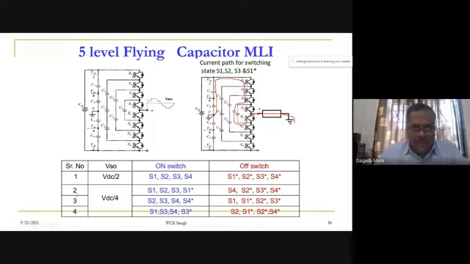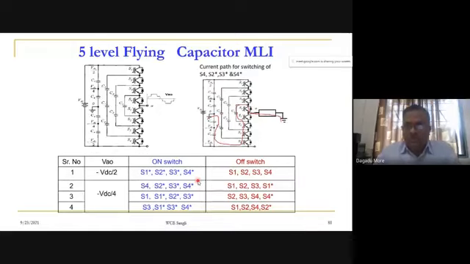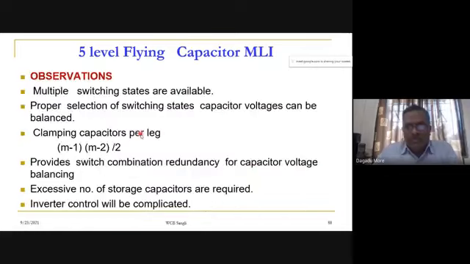But if you consider the case of plus VDC by 4 and minus VDC by 4, in that case we are having three possible combinations with which we can obtain the voltage VDC by 4. Whereas for VAO equal to 0, we are having almost 6 possible combinations. That is one of the important features, and we can utilize this feature to balance the capacitor voltage.